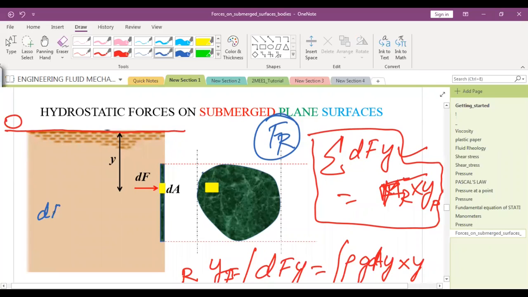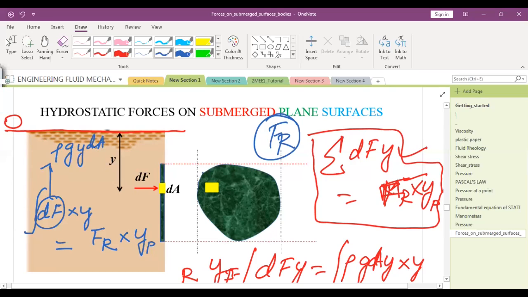मेरे पास dF एक force थी जो एक small element पे लग रही थी और वो small element किसी y location पे था. तो ऐसे ही बहुत सारी forces different y locations पे लगेंगी. तो उनका एक moment होगा. सबका मिला के वो किसके बराबर होगा? Resultant force into perpendicular distance, yp. अब मुझे dF पता है क्या है? What is dF? rho g y dA.